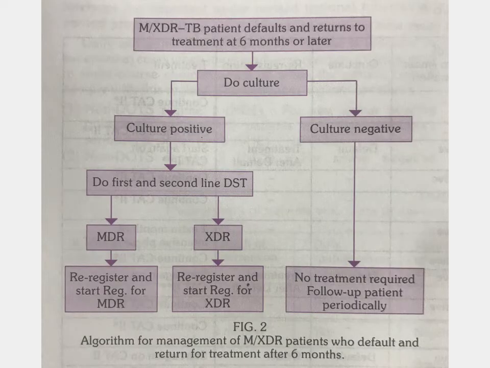Again, this is the algorithm for management of multiple and extensively drug resistant patients who default and return for treatment after 6 months. So what you need to do is do culture. If the culture is negative, no treatment is required. Follow up the patient periodically, and if the culture is positive, do first and second line treatment. And then if it is multiple drug resistant, re-register and start regimen for multiple drug resistant TB. And if it is extensively drug resistant, re-register and start regimen for extensively drug resistant TB.